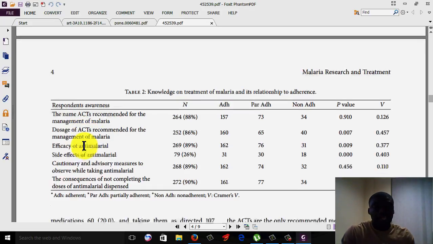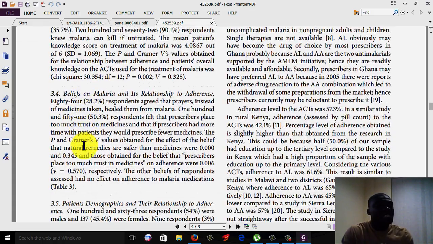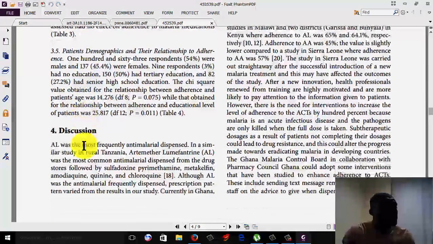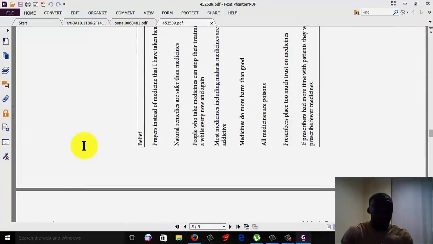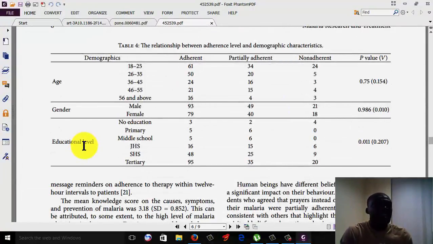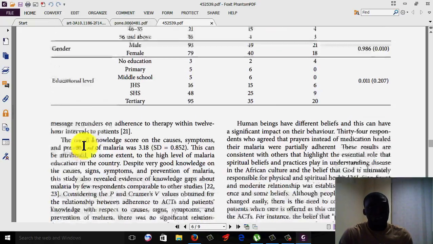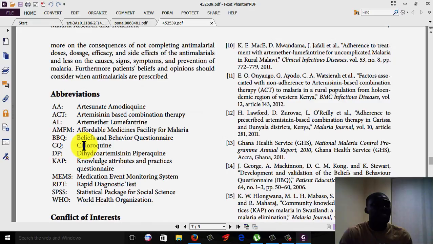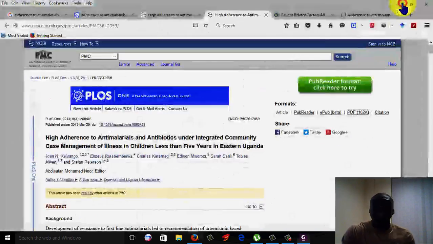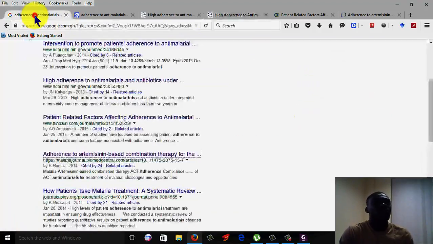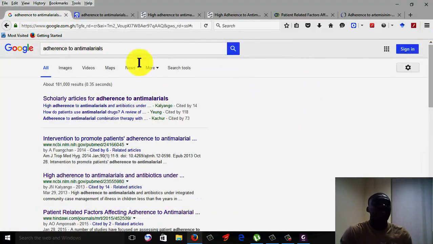So you don't develop an instrument in vacuum. You don't develop an instrument in what? In vacuum. You develop an instrument after you have enough exposure to a particular topic you are talking about, so that you can see how others have done it and you can pick it up from there. So looking at this one, now let's go back and find out what self-reported adherence is.